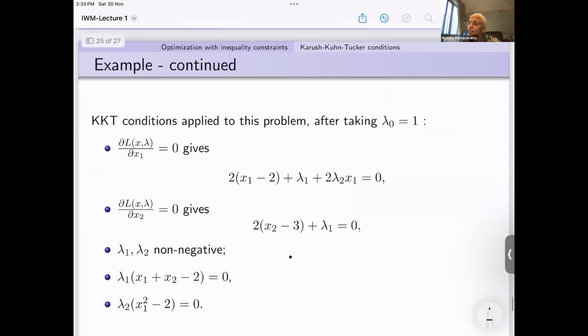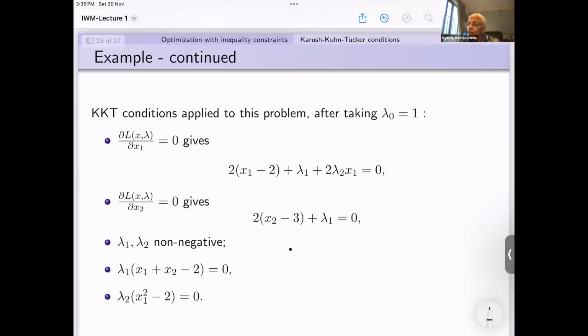Now the second condition, non-negativity, says lambda 1 and lambda 2 can only be non-negative. They cannot be negative numbers. And the complementarity condition tells us the product of lambda 1 with the constraint F1 must vanish, and lambda 2 and the constraint F2 must vanish. So either lambda 1 is 0 or the other one is not 0, and so on. As you can imagine, there are many possibilities.